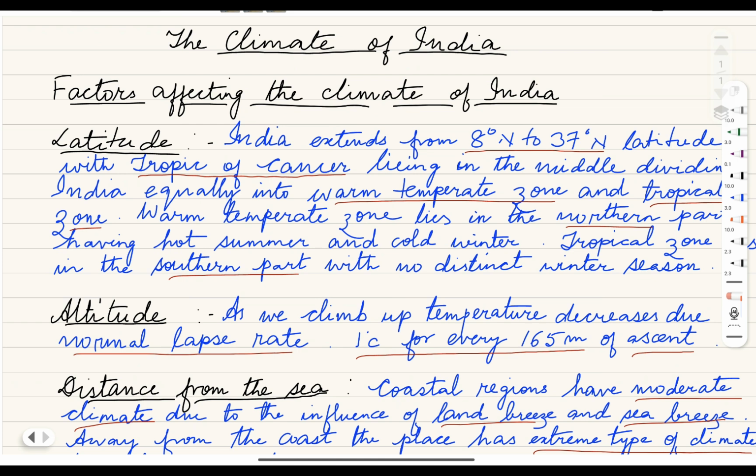Let me start the chapter The Climate of India. Now in this video I am going to discuss the factors affecting the climate of India. The first factor, latitude. India extends from 8 degree north to 37 degree north latitude, with Tropic of Cancer lying in the middle. Therefore, India is equally divided.